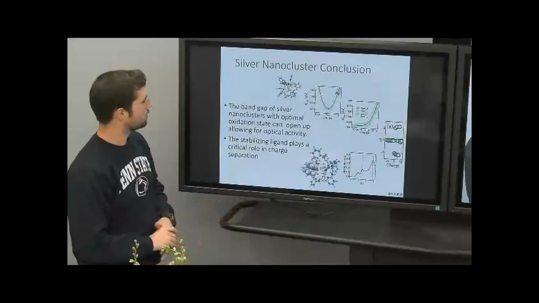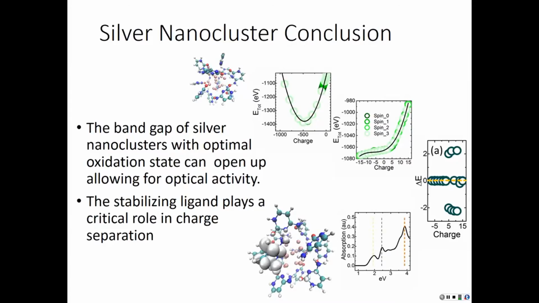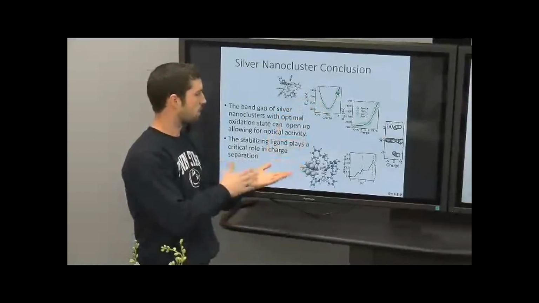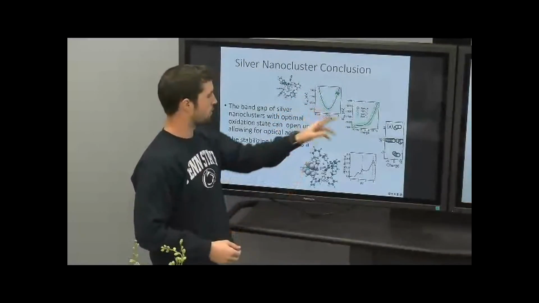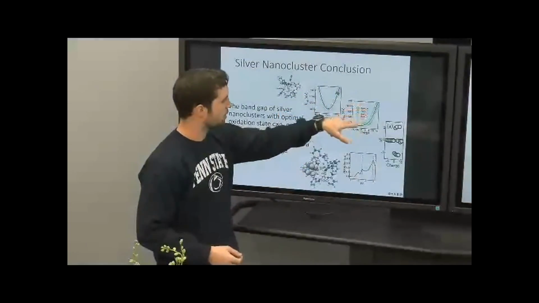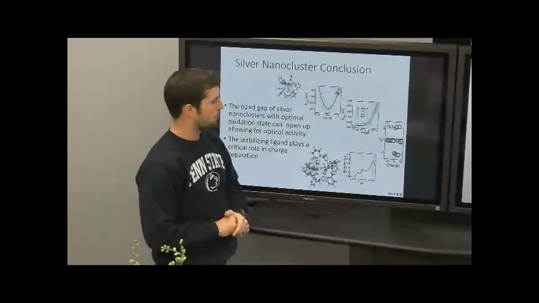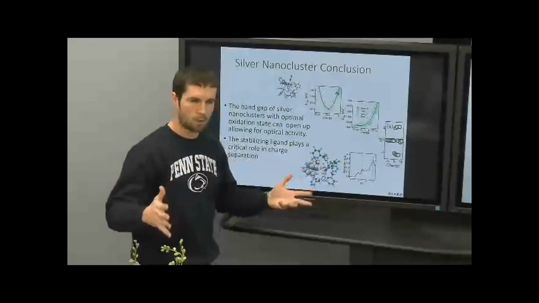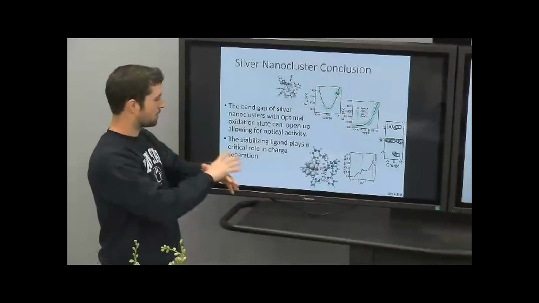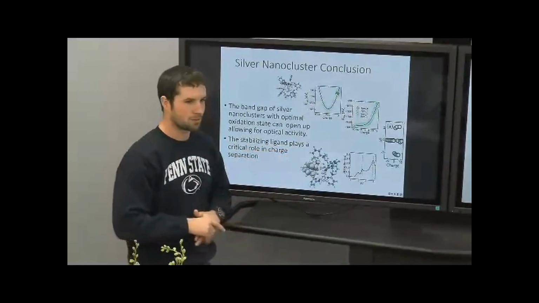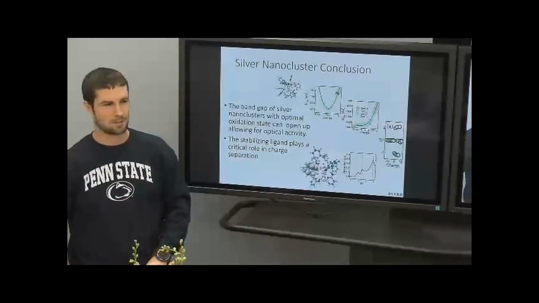Just a quick conclusion. We have a silver nanoparticle. We looked at the different energies and found the minimum to be around -500. But then we looked further near neutral states. We saw that several of these would have a band gap open up, and then we found that the ligand played a critical role in the fluorescence.